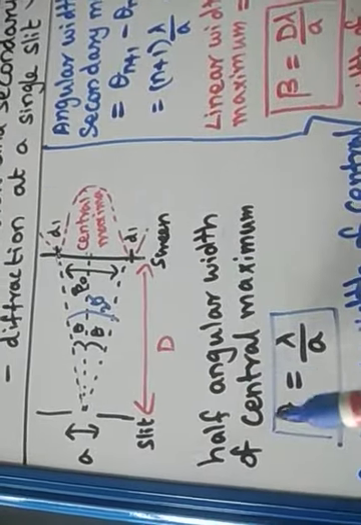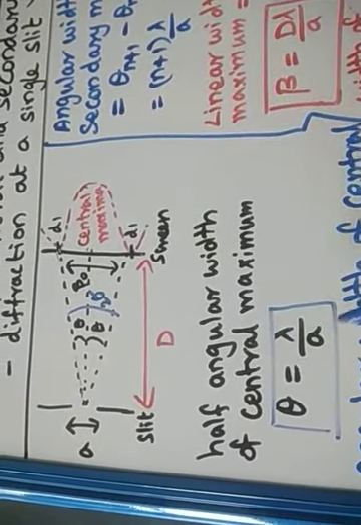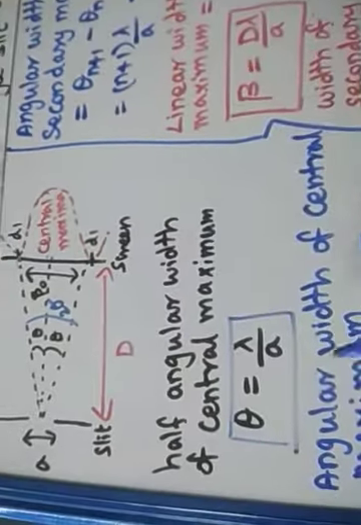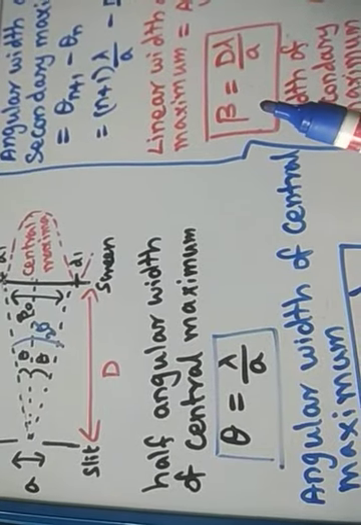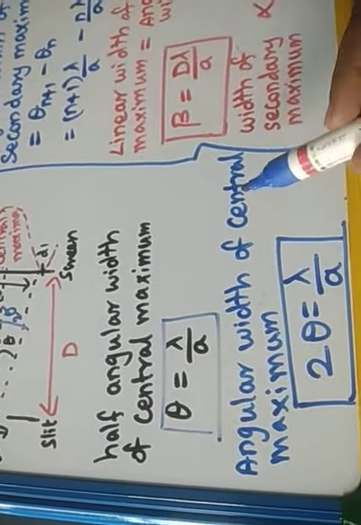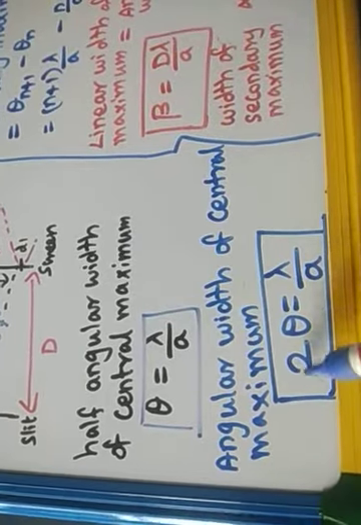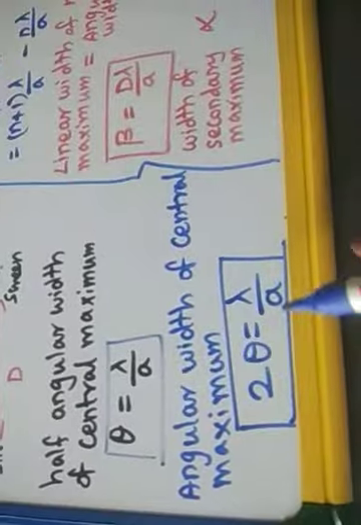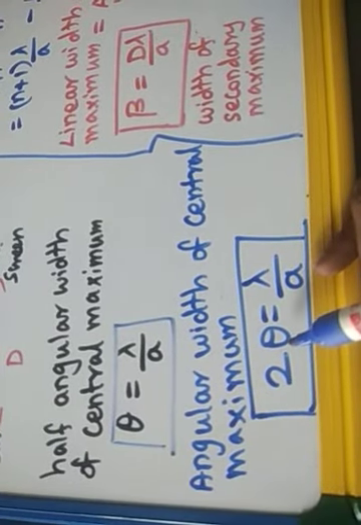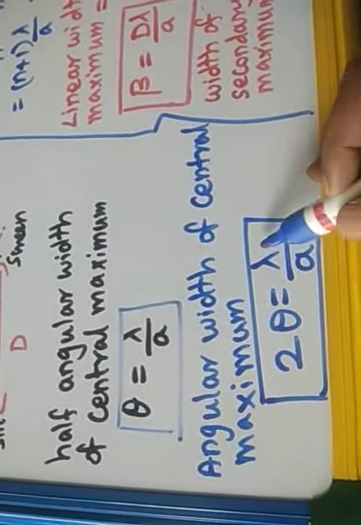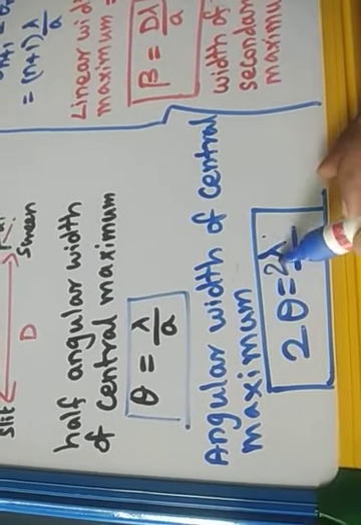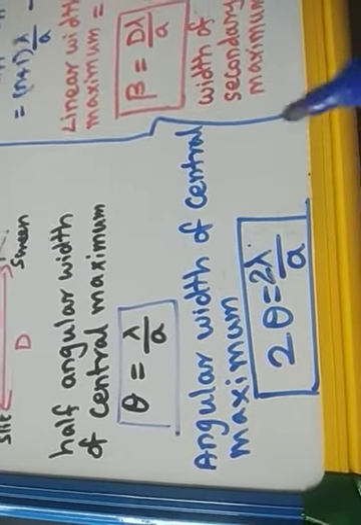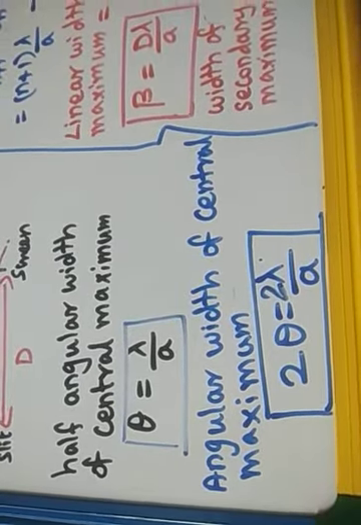So the half angular width of the central maximum is theta equal to lambda by a. Lambda is the wavelength and a is the slit separation. So lambda by a is the half angular width of the central maximum. Then the total angular width is 2 theta. This is the half angular width, and the total is multiplied by 2. So theta is equal to lambda by a, and 2 theta is equal to 2 lambda by a, which is the angular width of the central maximum.